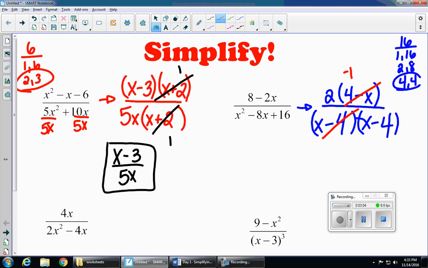So now I'm going to just rewrite it. In my numerator, I have a 2 times a negative 1, so I have a negative 2. And in my denominator, I have x minus 4. And that's it.